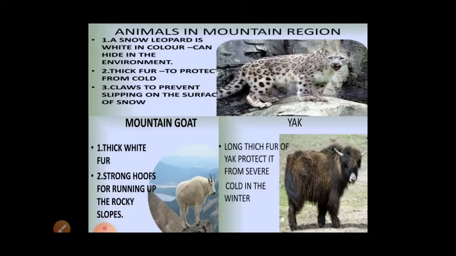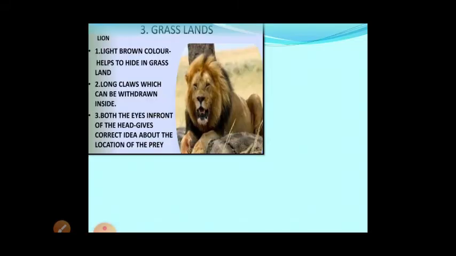Okay, so now you can see the animals in grassland. In grassland we can see so many varieties of animals like lion, tiger, elephant, buffalo, zebra, bison, deer. So these many animals are here and there. If we observe, the lion is known as the king of the forest.